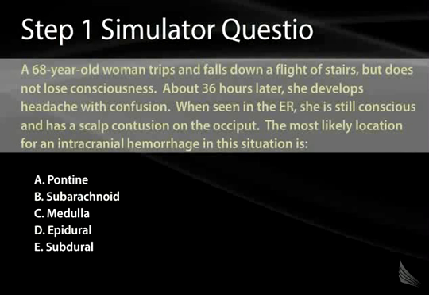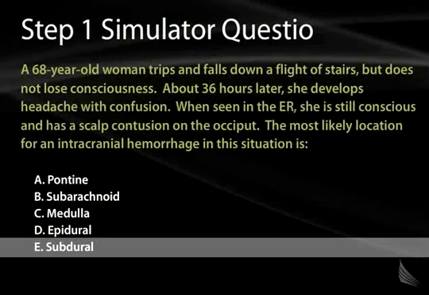Subdural. Well, the fact that this patient fell, did not lose consciousness, and presented 36 hours later, this goes along with a subdural hematoma. Subdural because it is after a fall, she is an elderly patient, and she had some confusion and headache, which goes along with subdural. Had it been an epidural, she would have had a severe headache, and 36 hours later she would not have been alive. Pontine, medullary, and subarachnoid would have associated neurological findings besides just headache and confusion.